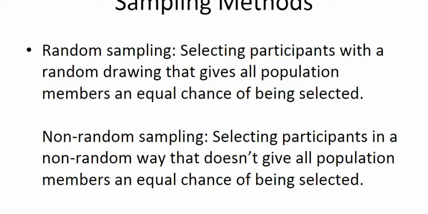I also wanted to mention that to get a random sample, it's not enough to simply give all population members an opportunity to be in the study. If all population members are invited to take the survey, it still might not be random. If some population members are more likely to end up in the sample, it's actually still non-random. So I'll give a simple example of what I mean.